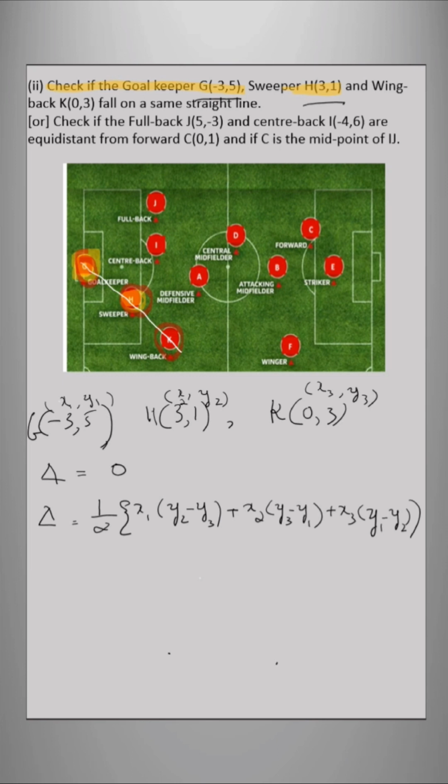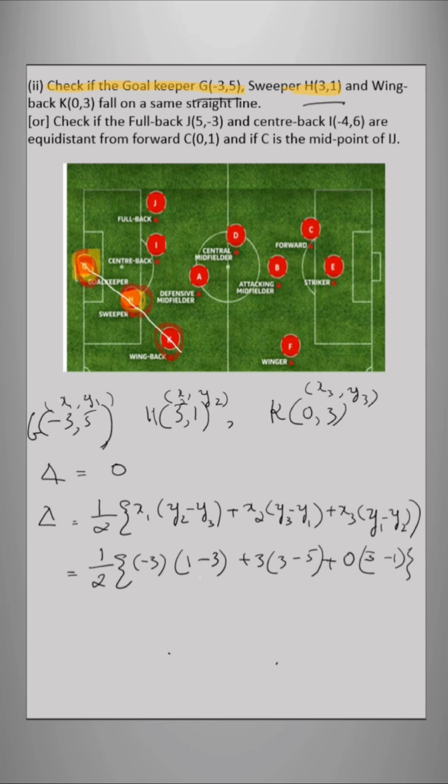Then let us substitute the values. Half into x1 is negative of 3, y2 is 1, y3 is 3, plus x2 is 3, y3 is 3, y1 is 5, x3 is 0, y1 is 5, y2 is 1.